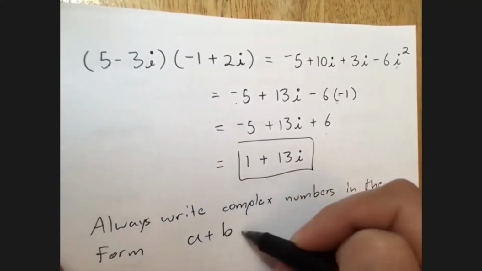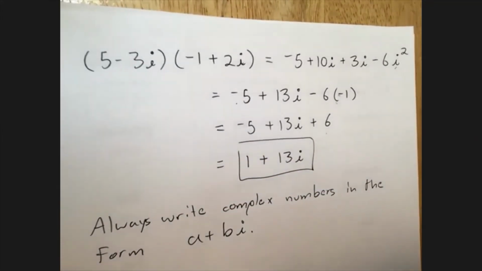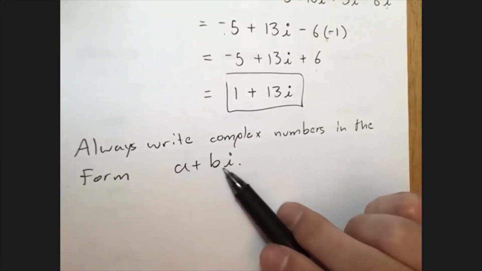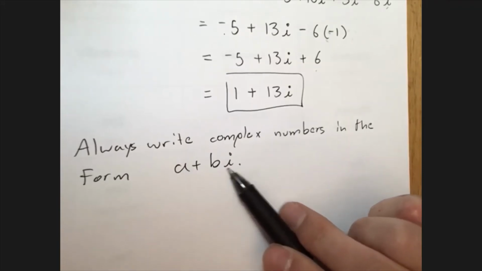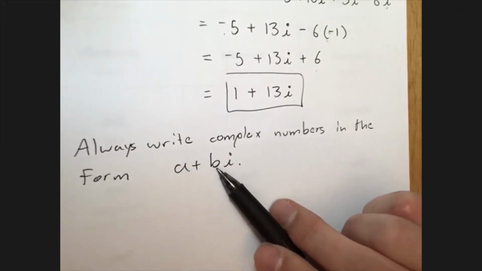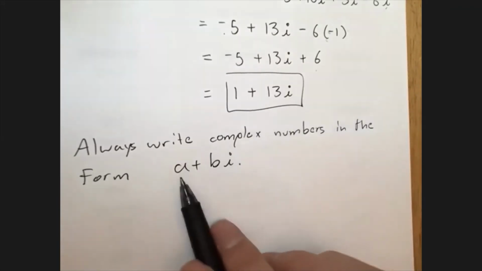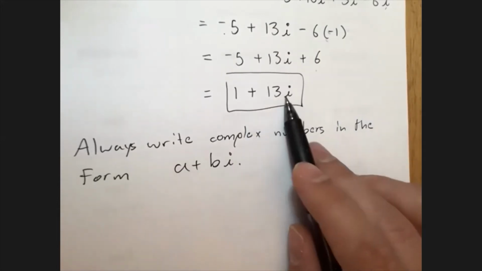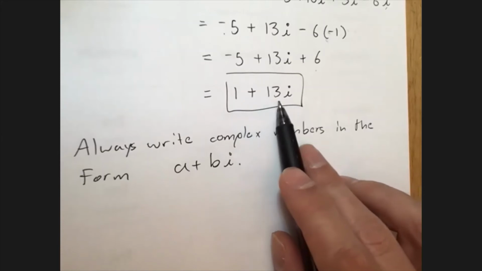a plus bi. Right? So the real part comes first, and then they often call this the imaginary part. The thing that's multiplied by i comes next. And every complex number can be written like this. And so don't write 13i plus 1, write 1 plus 13i. That's just the standard way to do it.